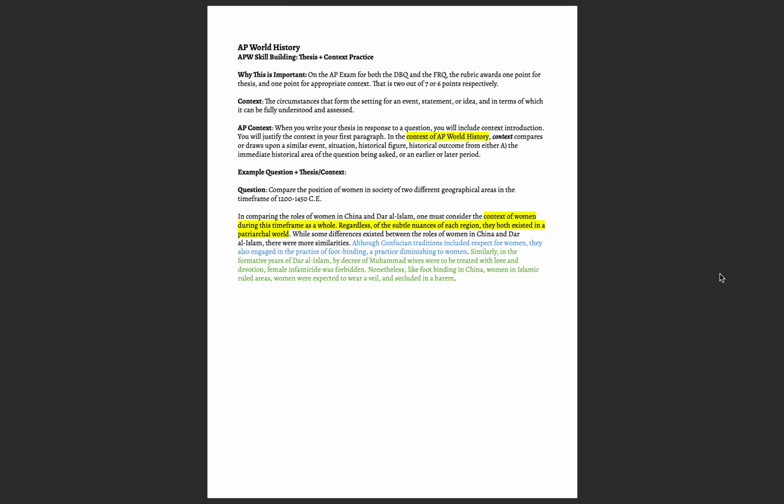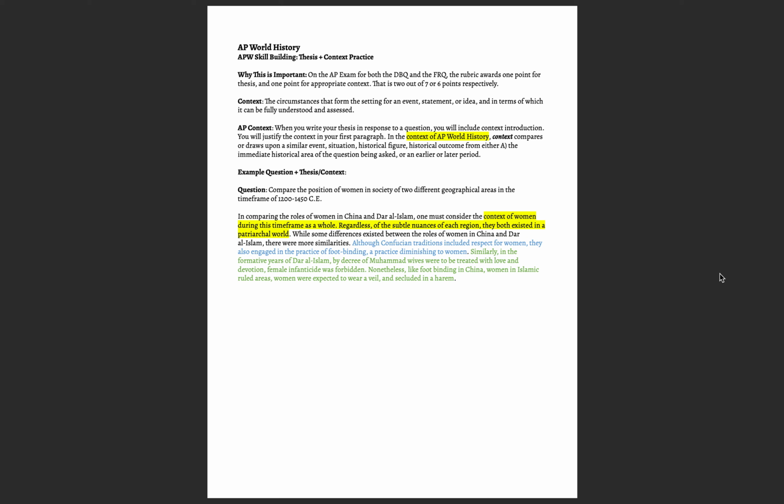So, context: the circumstances that form the setting of an event, statement, or idea in terms of which it can be fully understood and assessed. So, AP context: when you write your thesis in response to a question, you will include context introduction. You will justify the context in your first paragraph. In the context of AP World History, context compares or draws upon a similar event, situation, historical figure, or historical outcome from either A, the immediate historical area of the question being asked, or an earlier or later period.